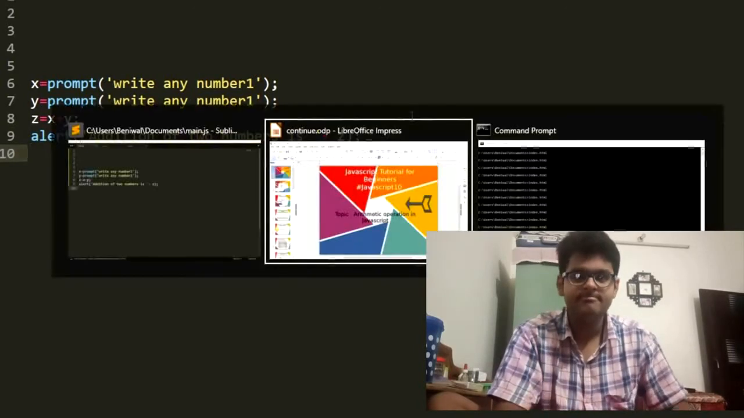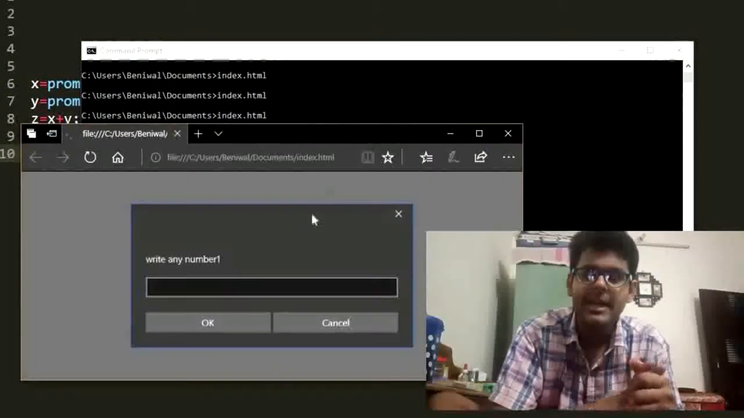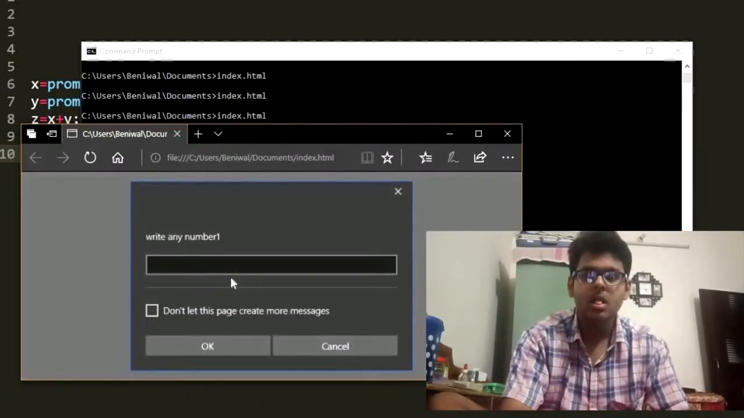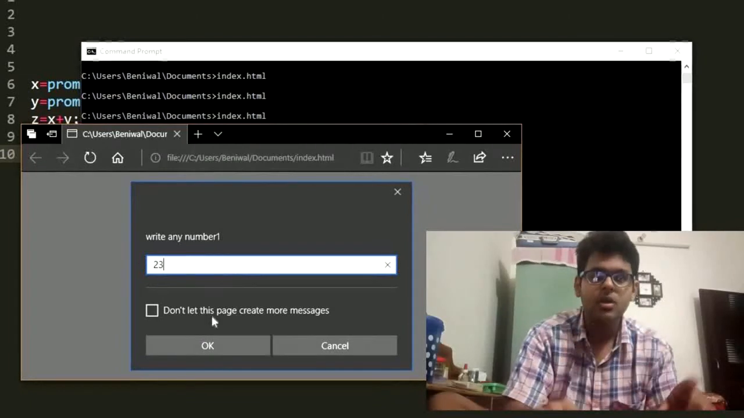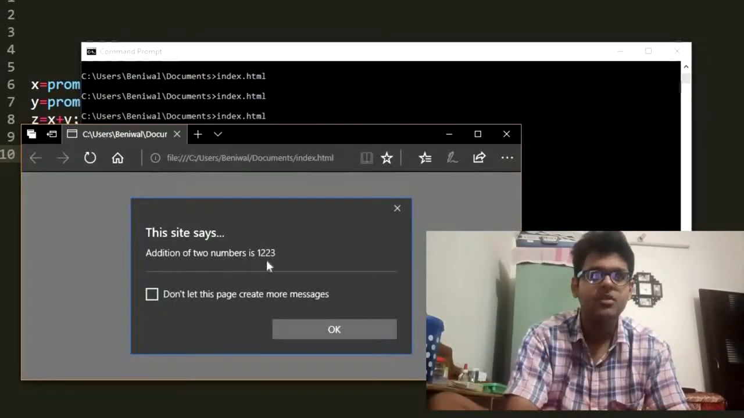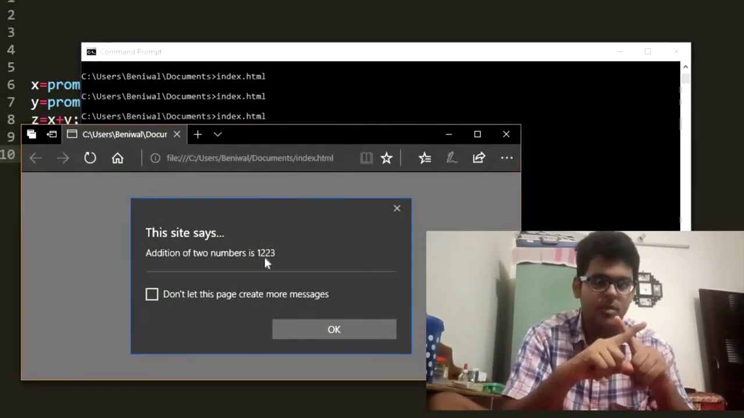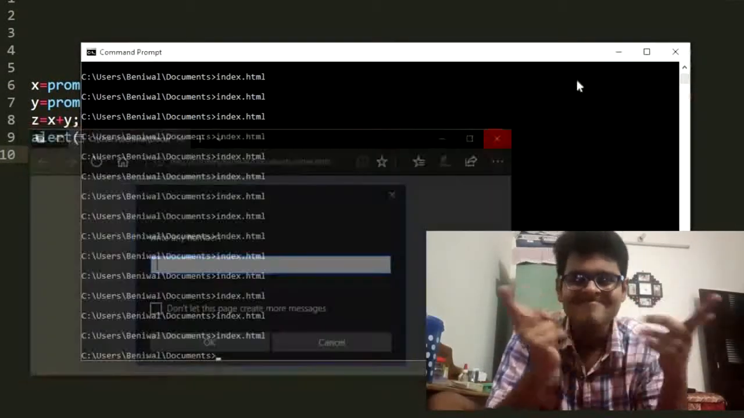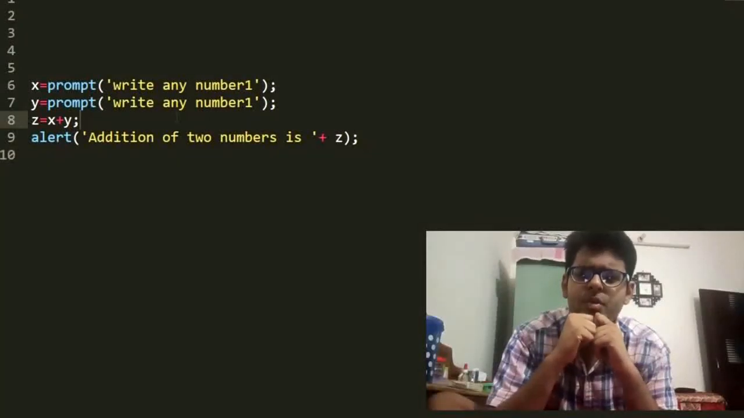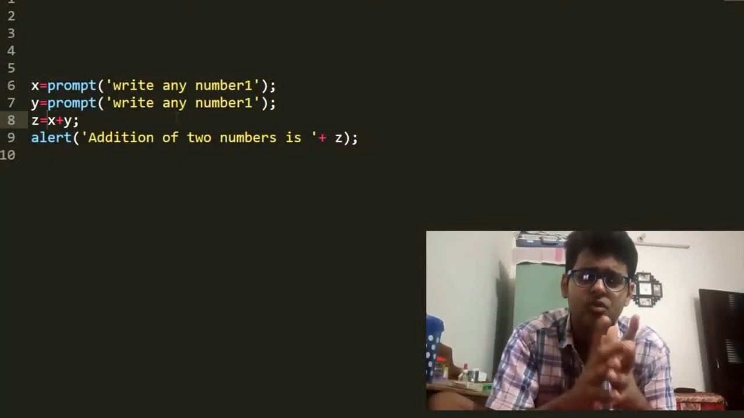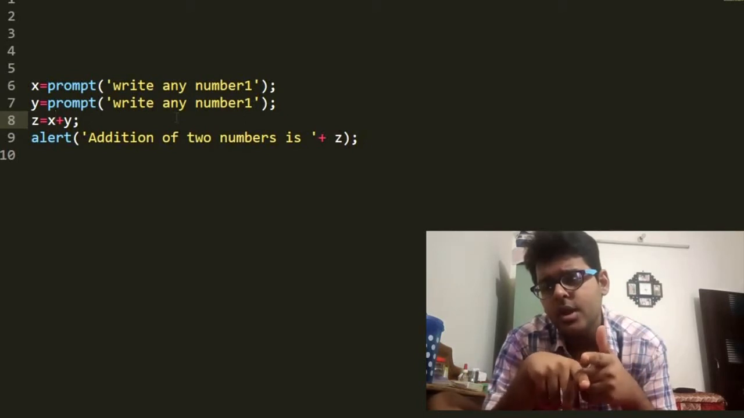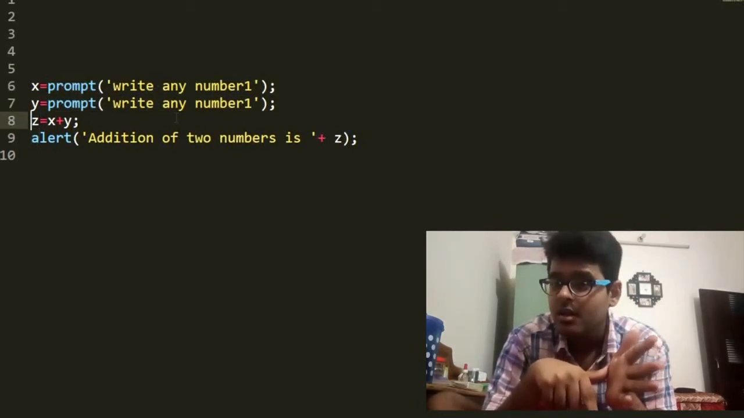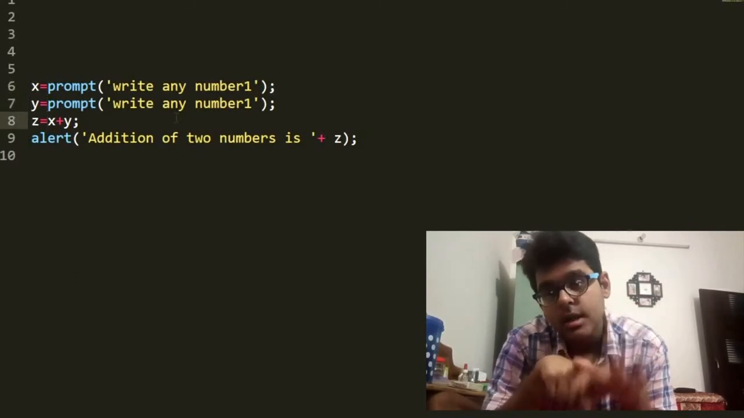Saving with Control S and running our HTML file. Now it says write any number. We type 12, and then we type 23, and okay, and as you can see we got addition of 2 numbers is 1223. Why did we get this? We saw the reason in our last tutorial on string parts. So x and y are strings in this case, so we need to convert them using parseInt.